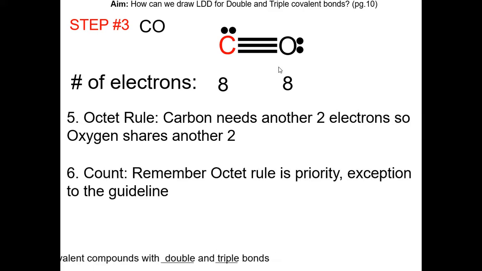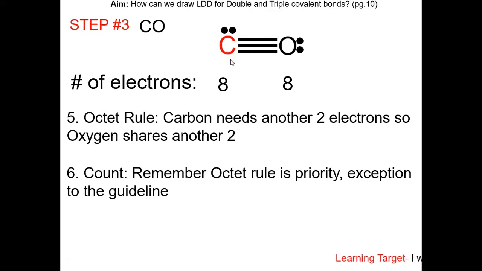So keep in mind, in this scenario, it did not follow the guidelines. This carbon and oxygen each have 3 bonds each. If you recall from the guidelines, carbon typically has 4 bonds and oxygen typically has 2. Remember, octet rule is the priority.